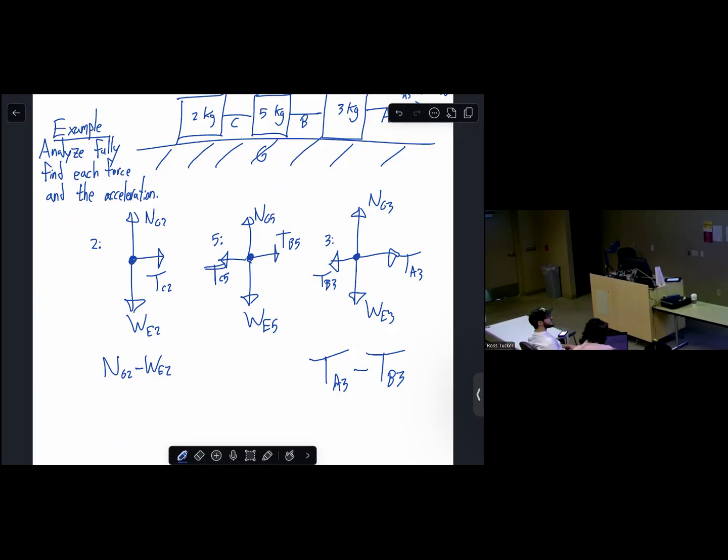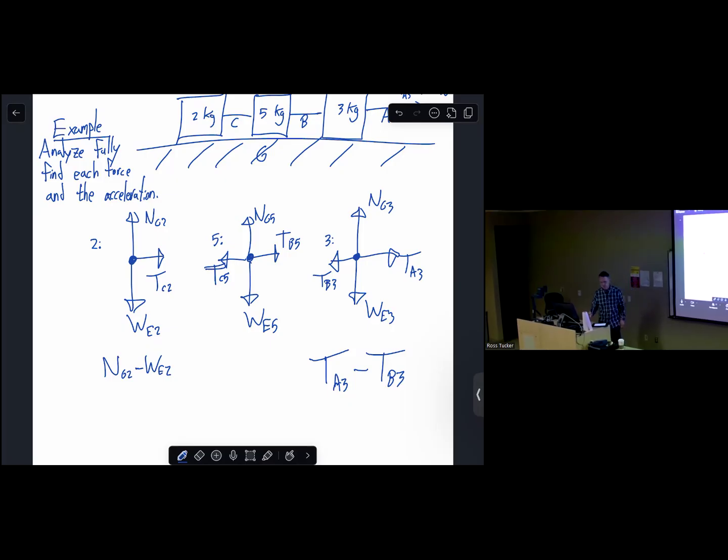Adding forces, making a net force expression, is as simple as looking in a direction and putting minus signs on the downs and lefts. That's all there is to it. And listening to what problem I'm talking about. Okay.